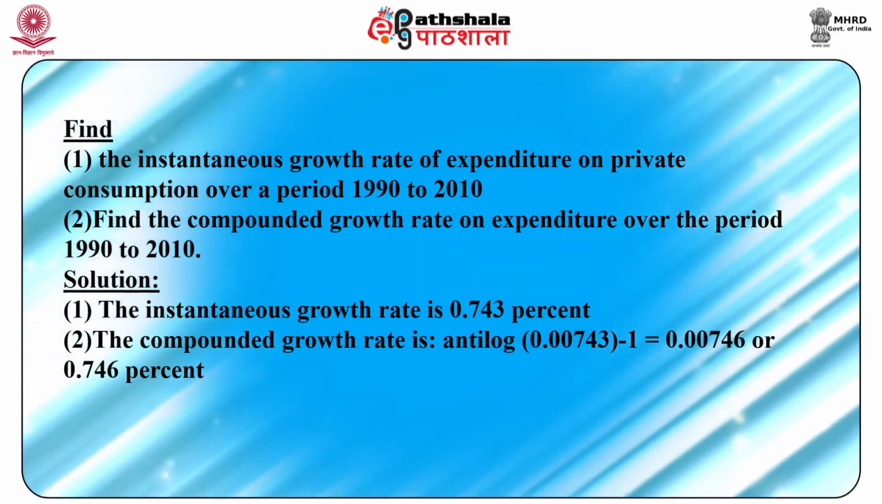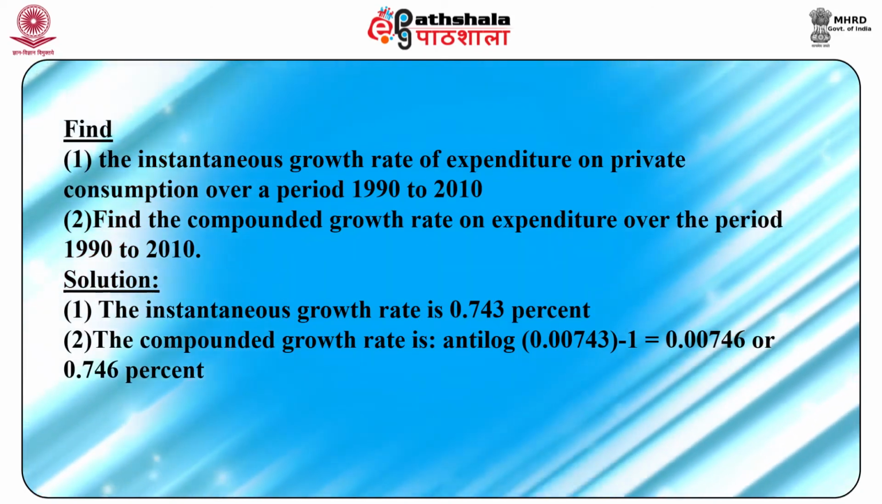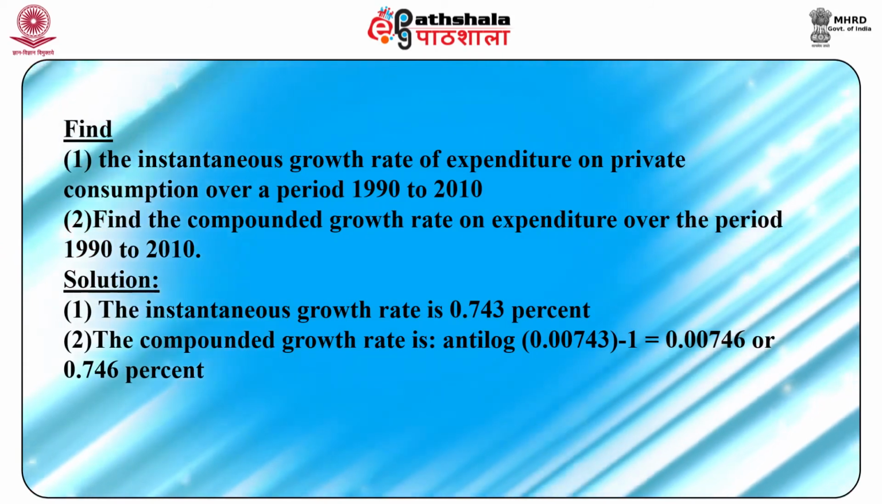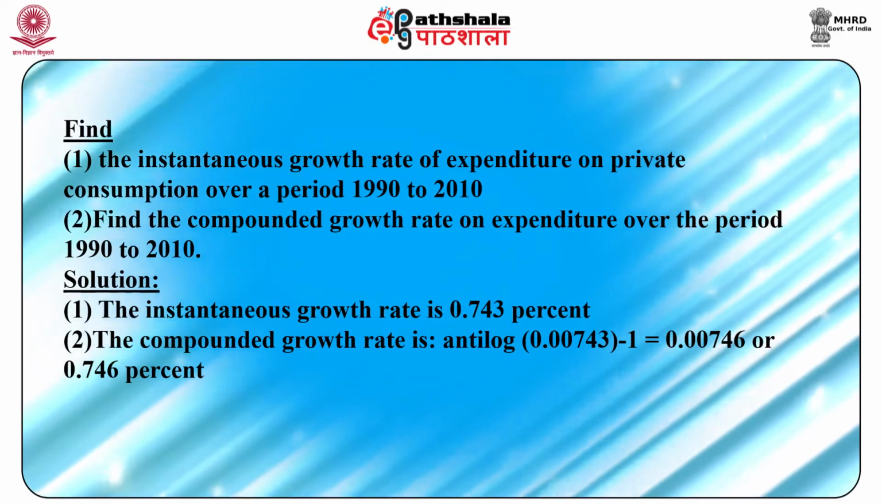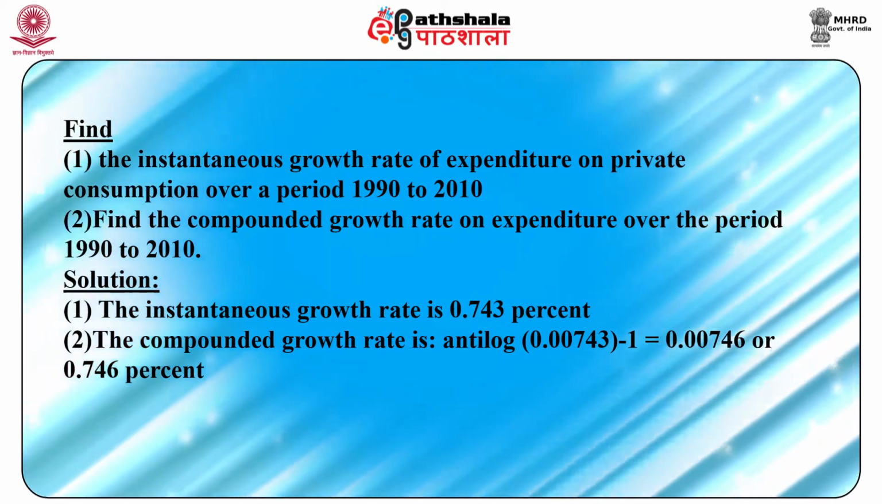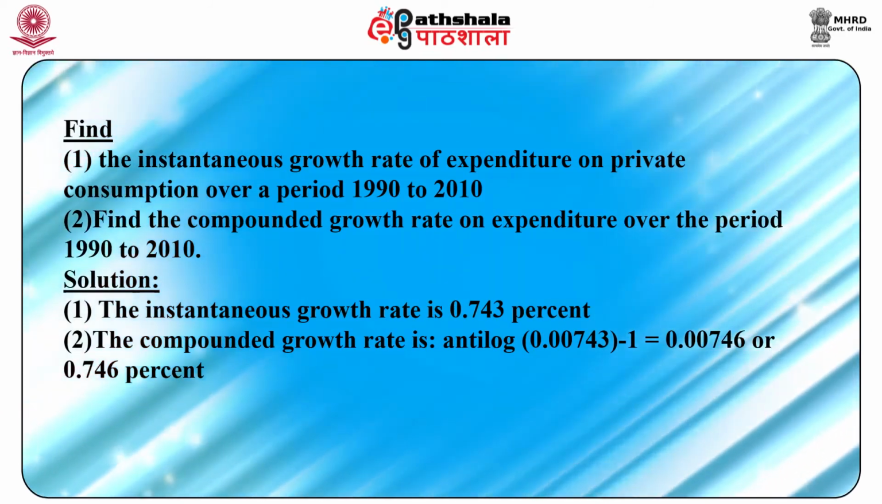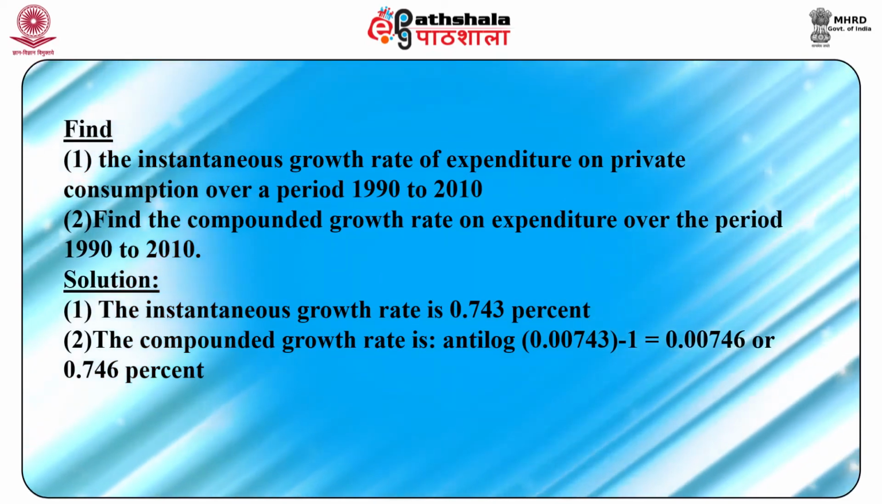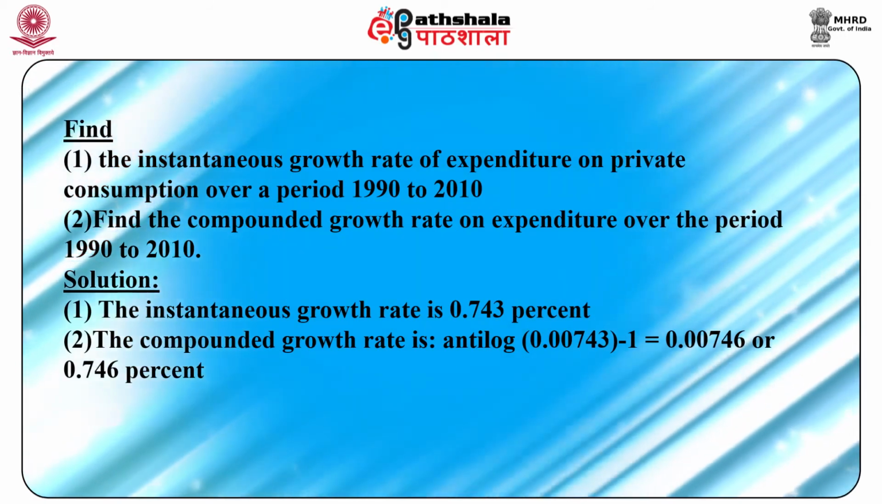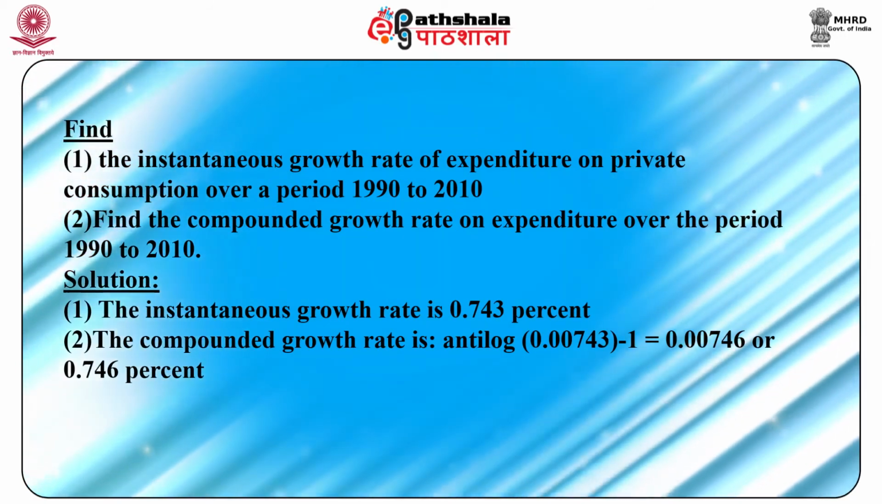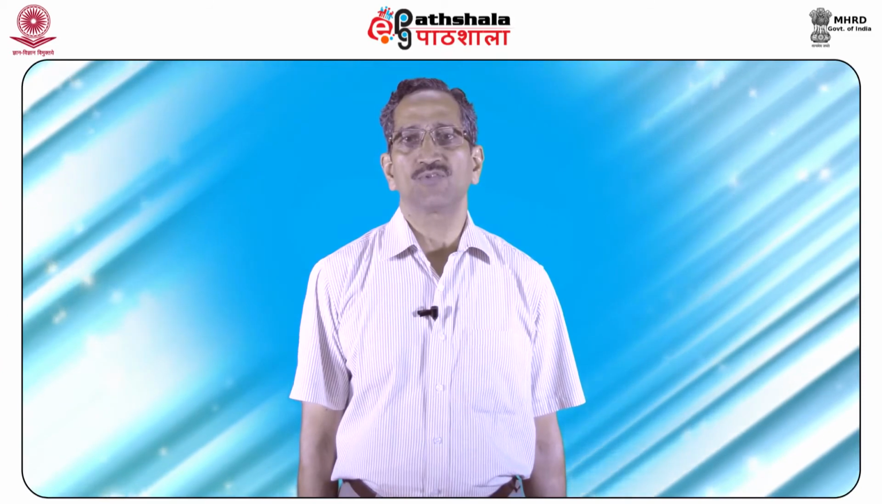The solution of the instantaneous growth rate is 0.743%, which is nothing but the coefficient of t multiplied by 100. Whereas the compound growth rate is anti-log of 0.00743 minus 1, and it comes out to be equal to 0.00746 or 0.746%. So we can see that the instantaneous growth rate is 0.743% and the compound growth rate is 0.746%.